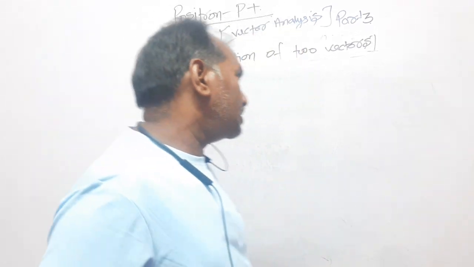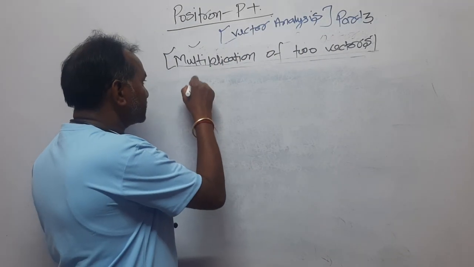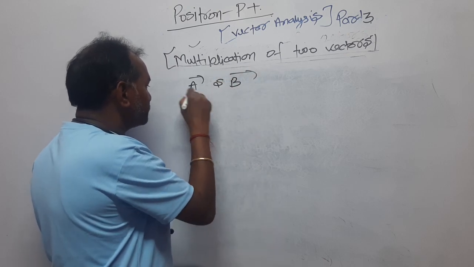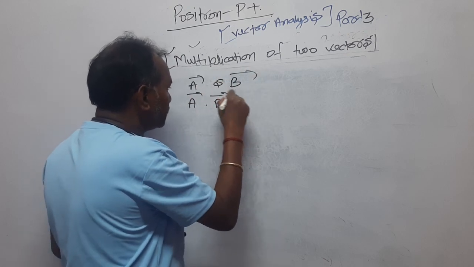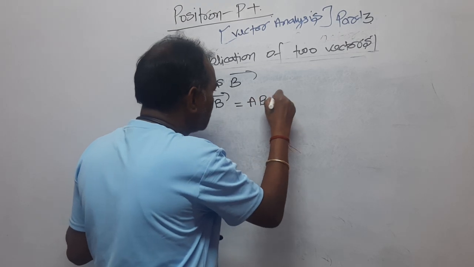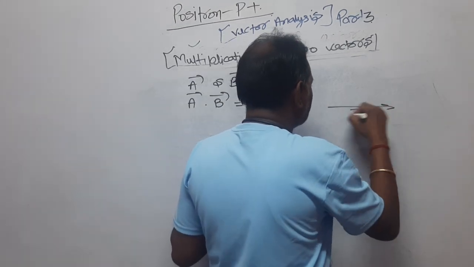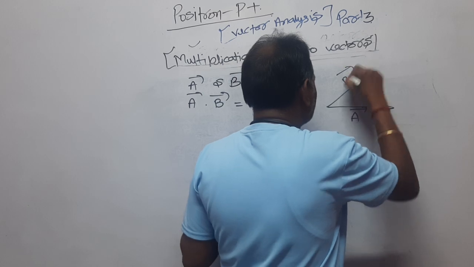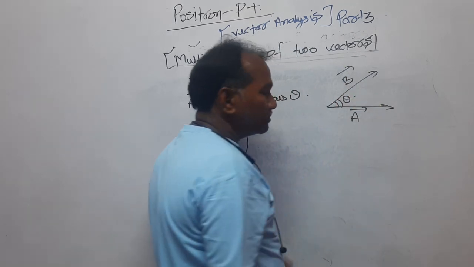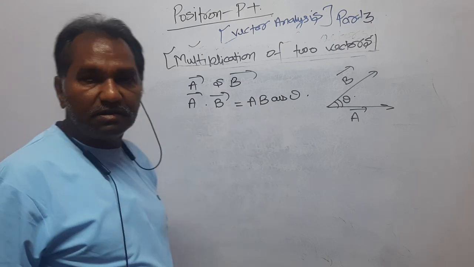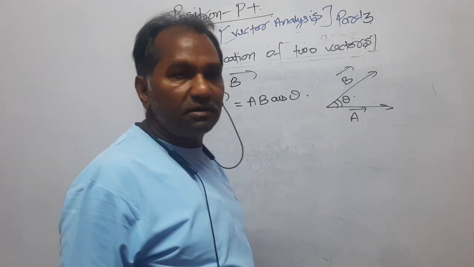The two vectors are vector A and vector B, right? Then their dot product or scalar product is written as vector A dot vector B is equal to AB cos theta, where this is vector A, this is vector B, and this is the angle theta between them. What I have said is that A dot B is equal to AB cos theta, where theta is the angle between them.